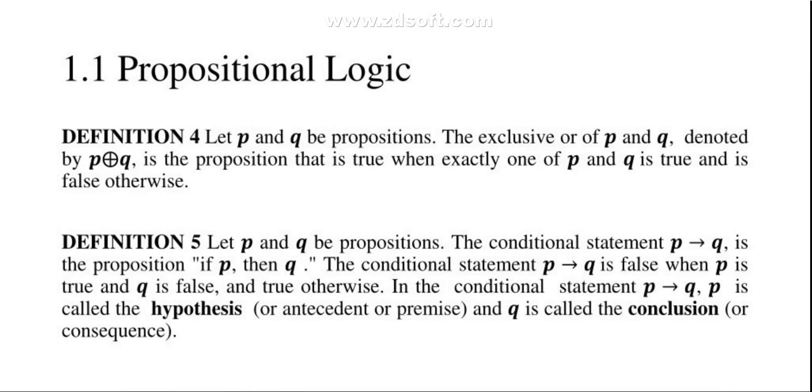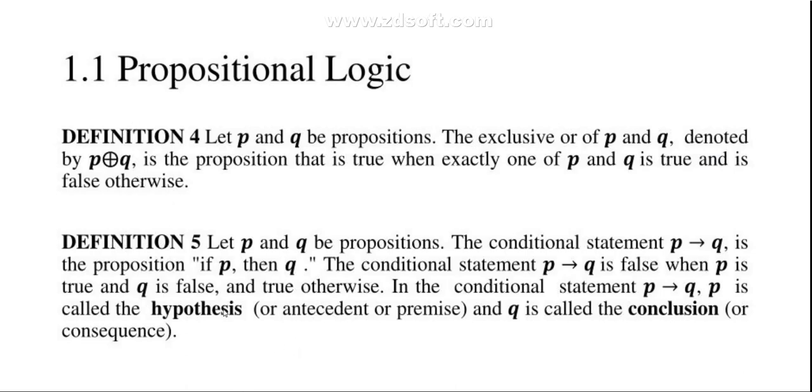Now coming to another one, definition number 4. Now you are making the exclusive OR operation, and you already studied it in digital logic designing and in other subjects as well. Let P and Q be propositions. The exclusive OR of P and Q, denoted by this symbol, is the proposition that is true when exactly one of P and Q is true and is false otherwise. If you remember the exclusive OR operation, when one of them is 1, the result will be 1.